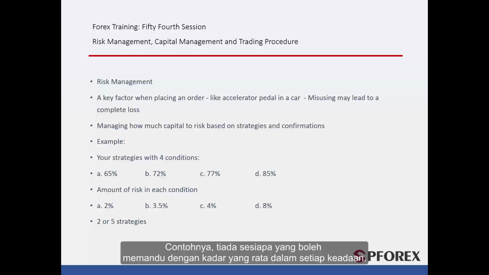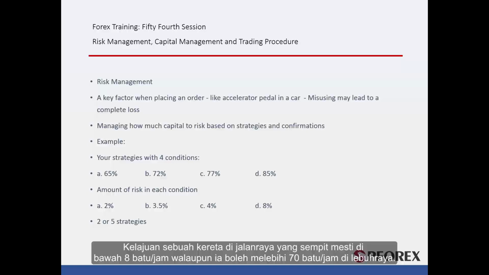For example, no one can drive at an even pace in every condition. The speed of a car in a narrow street must be below 8 miles an hour, while it can be higher than 70 miles an hour on a highway.